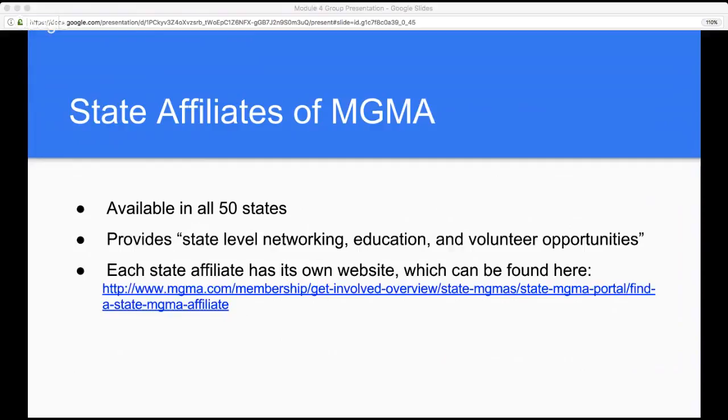State affiliates of the MGMA are available in all 50 states. Each affiliate has its own website. State affiliates provide state-level networking, education, and volunteer opportunities. Because state organizations are affiliates, having state-level membership does not mean you have national-level membership, and we included the website where you can find all the state websites.